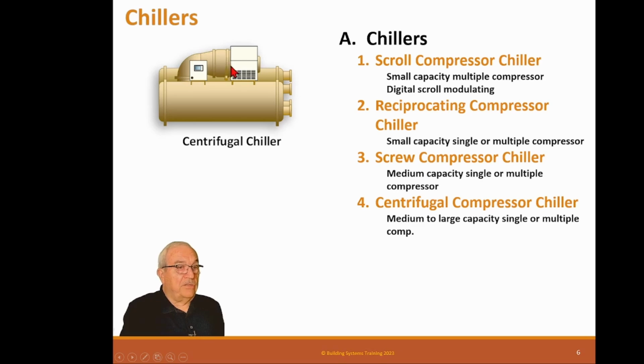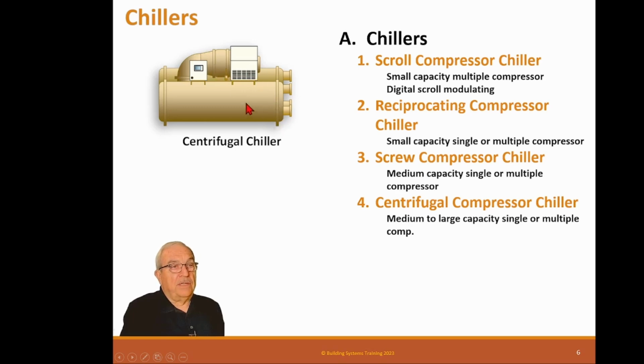It looks like a jet engine basically, and it sucks the refrigerant from the evaporator, and it pushes it through into the condenser. So we have a water-cooled condenser and a water-cooled evaporator on the machine. And these, like I said, can be quite large, and they can be multiple compressors also. I've seen 2,000-ton chillers that have two 1,000-ton compressors on them.